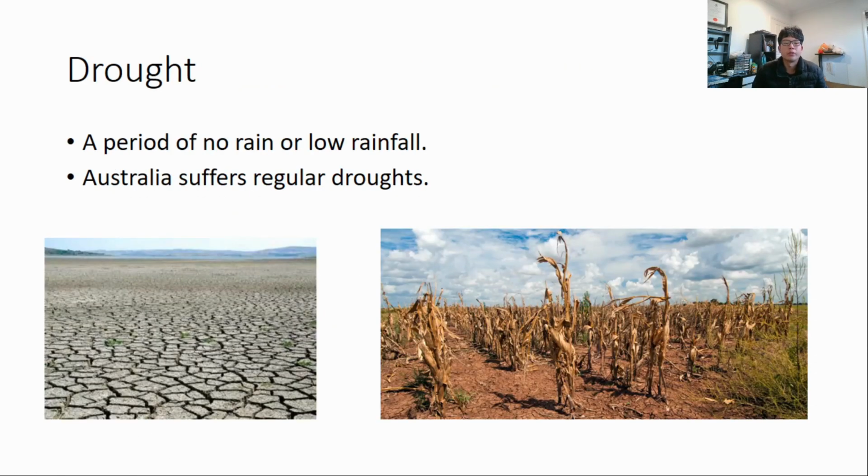Right, now moving on to our next natural disaster. This is known as a drought, and a drought is simply a period of no rain or low rainfall. Australia also suffers from regular droughts, which are pretty closely linked to the bushfires.